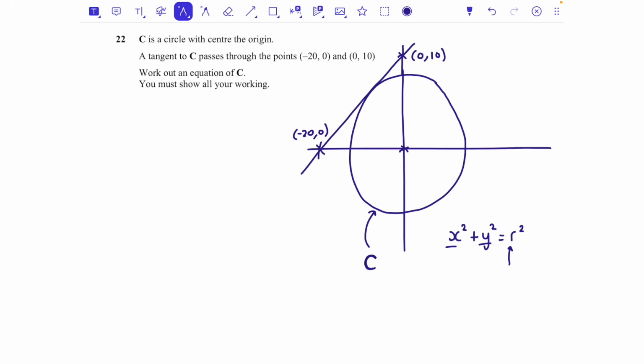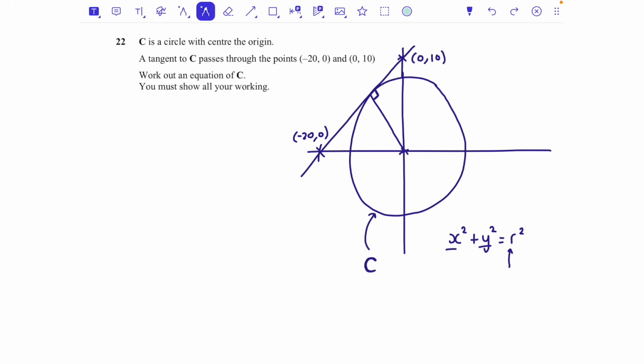Now, it's always helpful to draw the radius at the point where it meets the tangent, because you know that those two things are perpendicular. So I really need to get the value of this coordinate here. That's going to be really helpful to me, because then I'll be able to work out how long that radius is from the origin to that point. And I think what I'm going to need to do here is simultaneous equations using the equation of the two lines. So what would the equation of that line be, and what would the equation of that line be? And then we can look at the point where they intersect.